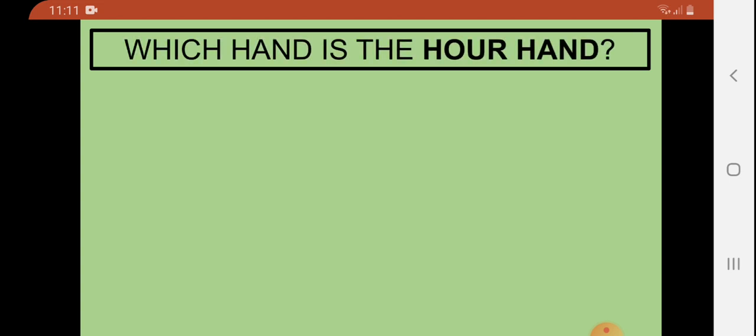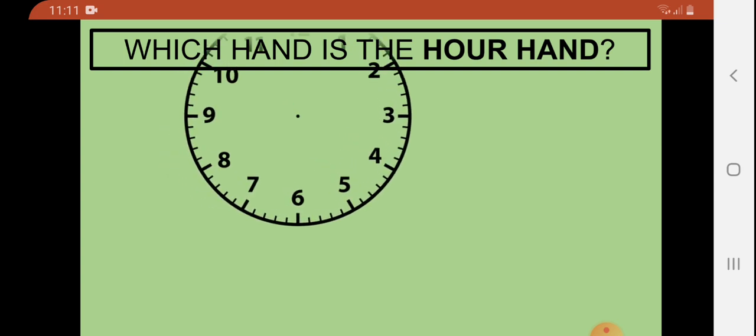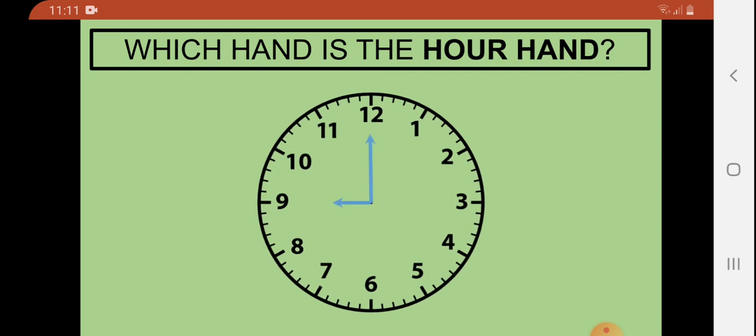Perfect. Now, which hand is the hour hand? This is the question that I'm asking you, and I'm allowing you time to figure out which hand we call the hour hand. The hand that is responsible for telling us the hour, not the minutes. Not how many minutes have passed, but how many hours have passed. Which one? I'm allowing you time. Think it through, and very soon we'll figure it out.